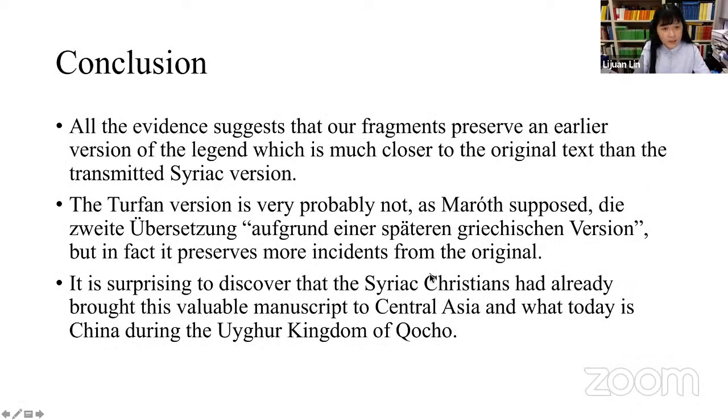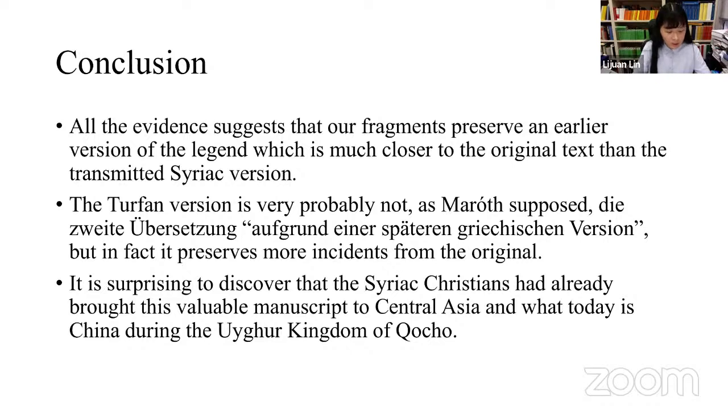In a word, all the evidence suggests that our fragments preserve an earlier version of the legend, which is much closer to the original text than the transmitted version, although it is rather the latter which has been preserved in a number of manuscripts, the earliest one dating to the 7th century, and which enjoyed great popularity in later periods. The Turfan version is very probably not, as Mallet supposed, a second translation on the basis of a later Greek version, but in fact it preserves more incidents from the original.